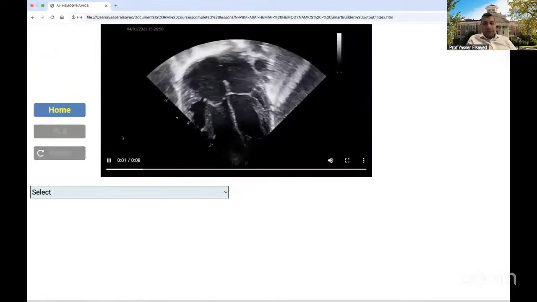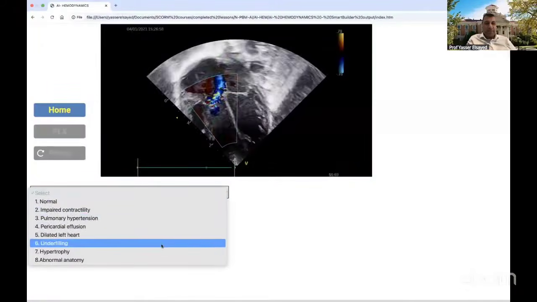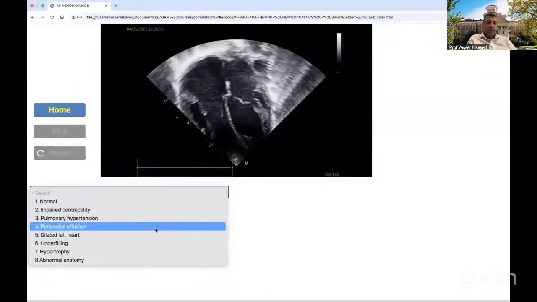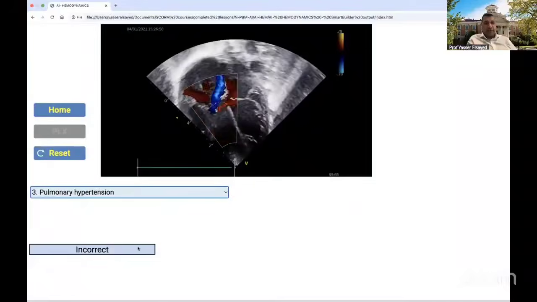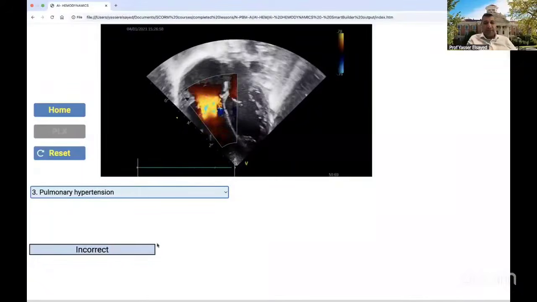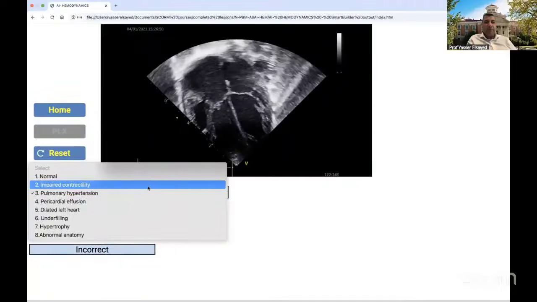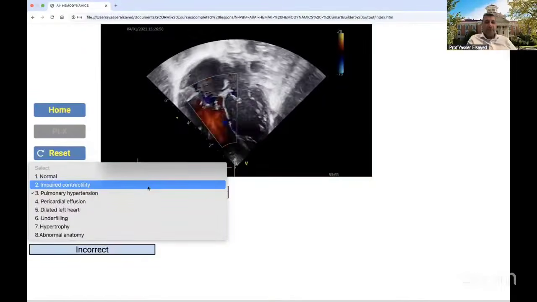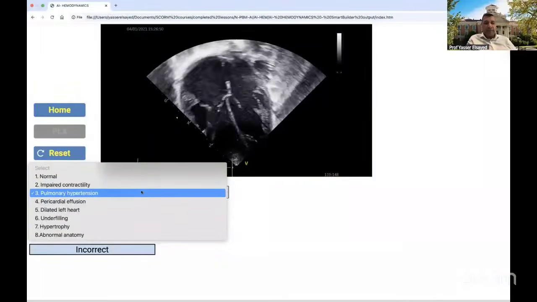Here is another scenario, just a simple scenario. You are looking at this echocardiography, and you need to select whatever is applicable to this image. If you select pulmonary hypertension, because there is tricuspid regurgitation, it will let you know it is incorrect, and there is sound letting you know why you are incorrect. Because if you have impaired contractility, it is the priority, because you need to treat and intervene with the poor contractility before treating pulmonary hypertension.